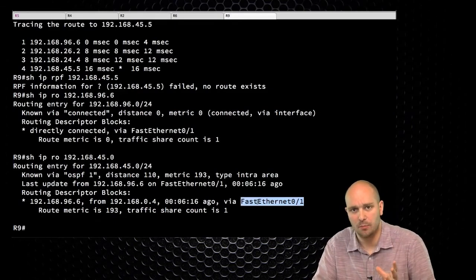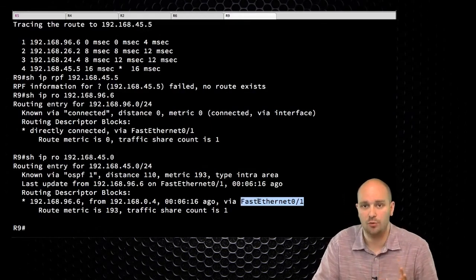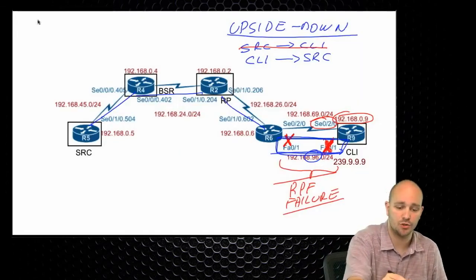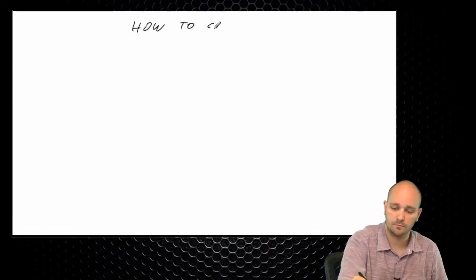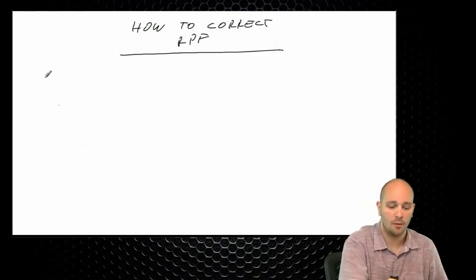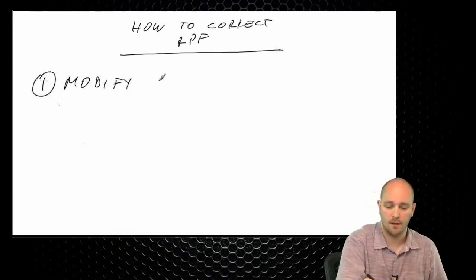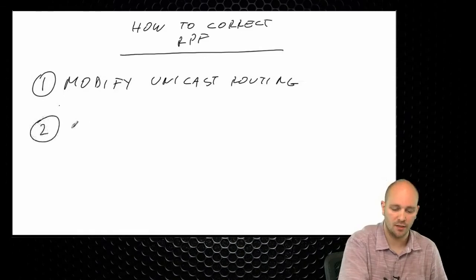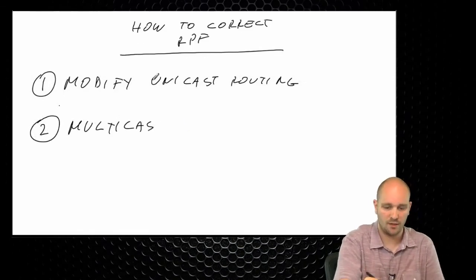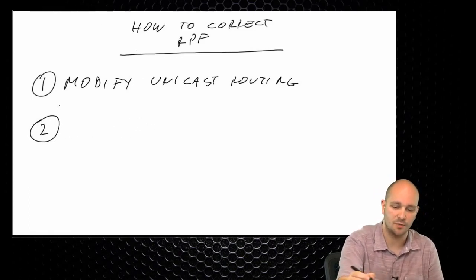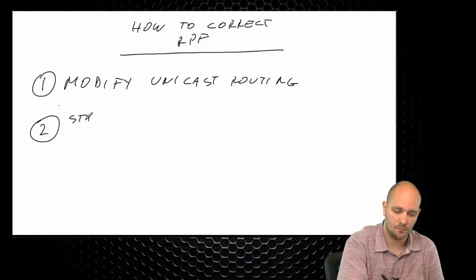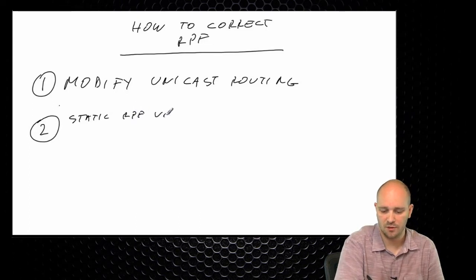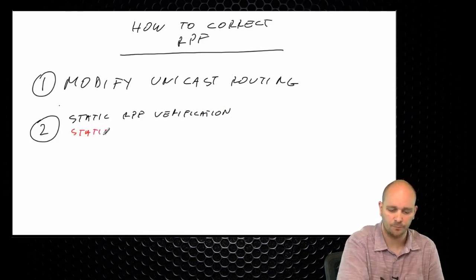Now, how do I correct this problem? How do I make the traffic go where I need it to go when I'm not allowed to enable PIM? Well, as it turns out, there are multiple solutions. So how to correct RPF failure? You can correct RPF failure by modifying unicast routing. You can also correct the RPF by using multicast, or let me write this down. There are multiple names for this next feature. You can use static RPF verification, which is sometimes incorrectly called static multicast routes.